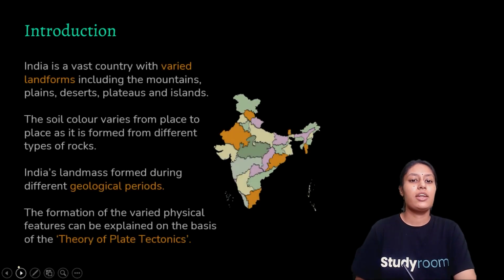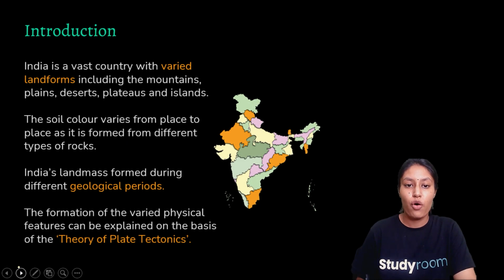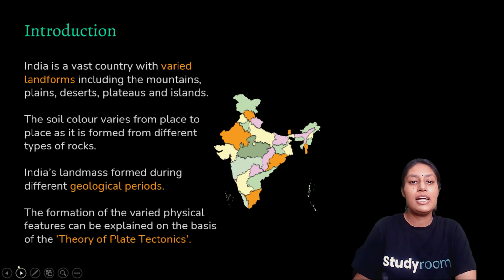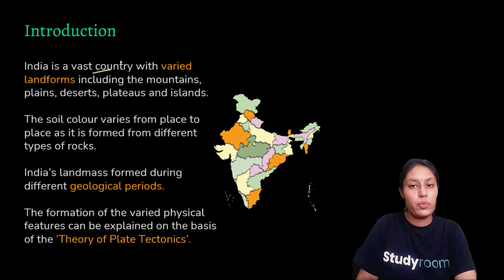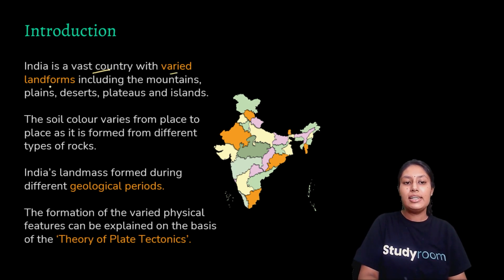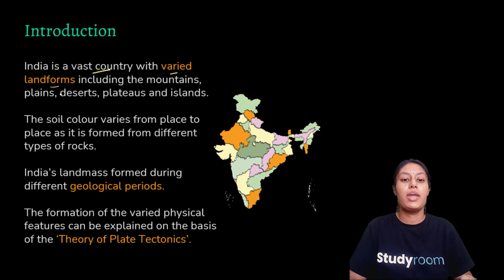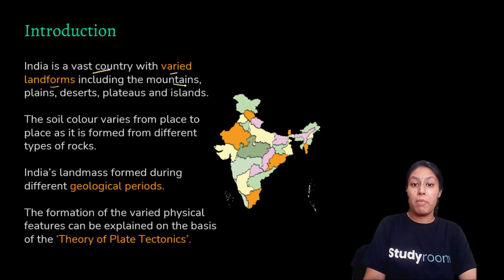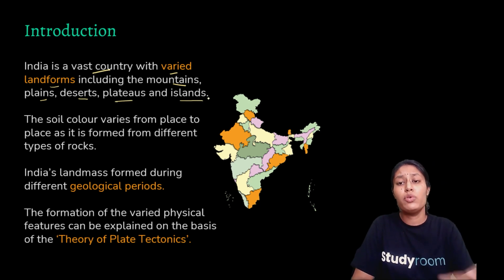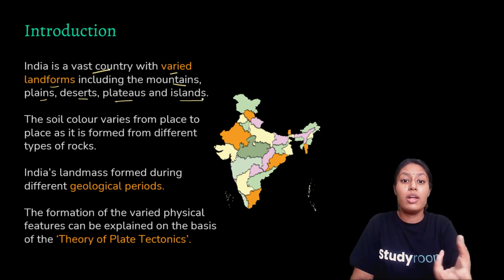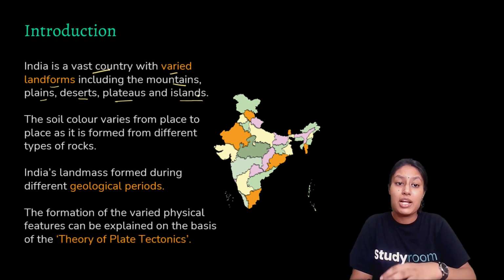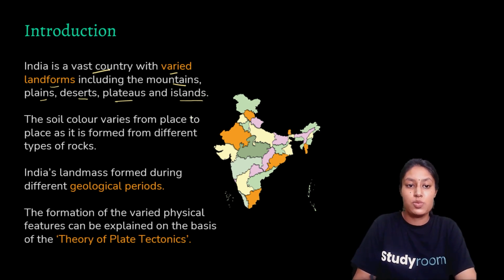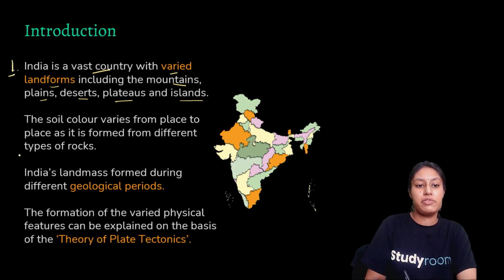Next, let's start with the introduction of our country's physical features. First, India is a vast country. We all know that the landmass is big. India is a vast country with varied landforms. There are different kinds of landforms that we have in India. We have mountains, plains, deserts, plateaus, and islands. There are a few countries which are just islands, which do not have mountains, but we have mountains and plateaus and deserts and islands as well. So this is about the first physical feature.